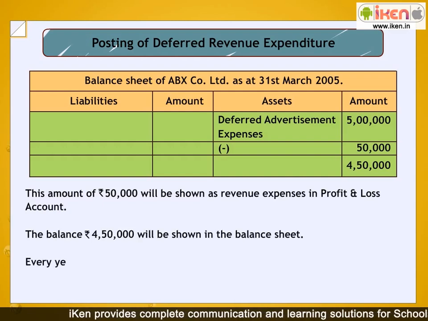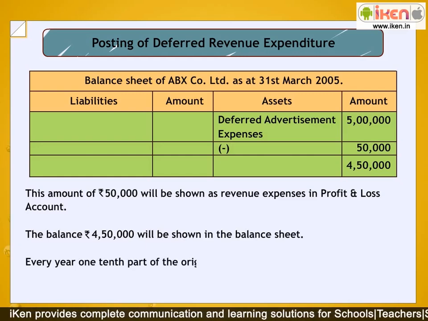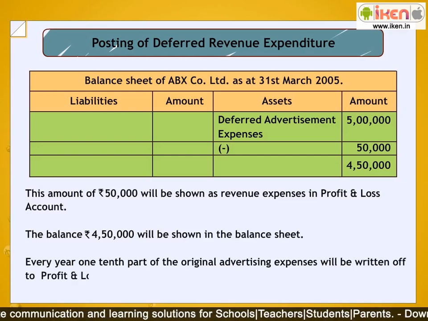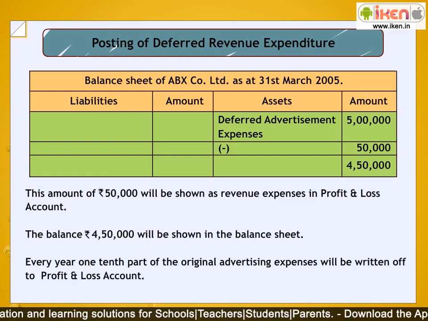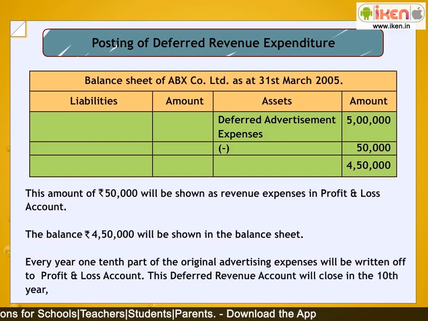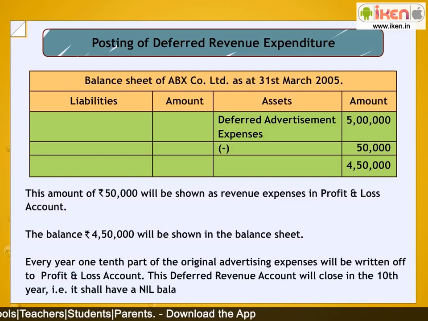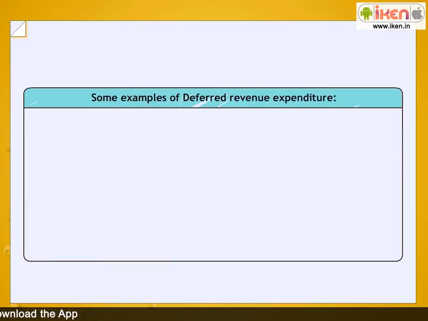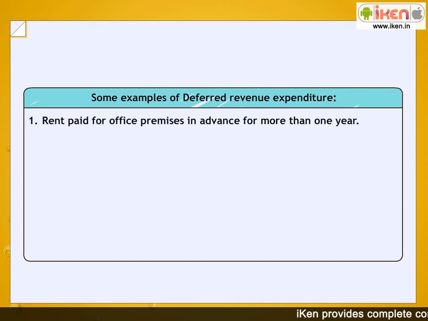Every year, 1/10 part of the original advertising expenses will be written off to profit and loss account. This deferred revenue account will close in the 10th year. That is, it shall have a nil balance after the 10th year. Some examples of deferred revenue expenditure. 1. Rent paid for office premises in advance for more than 1 year.